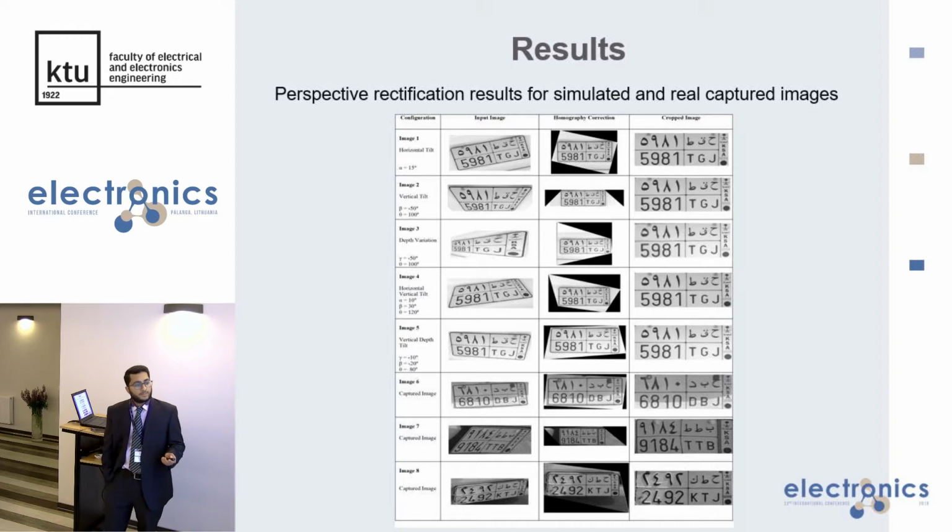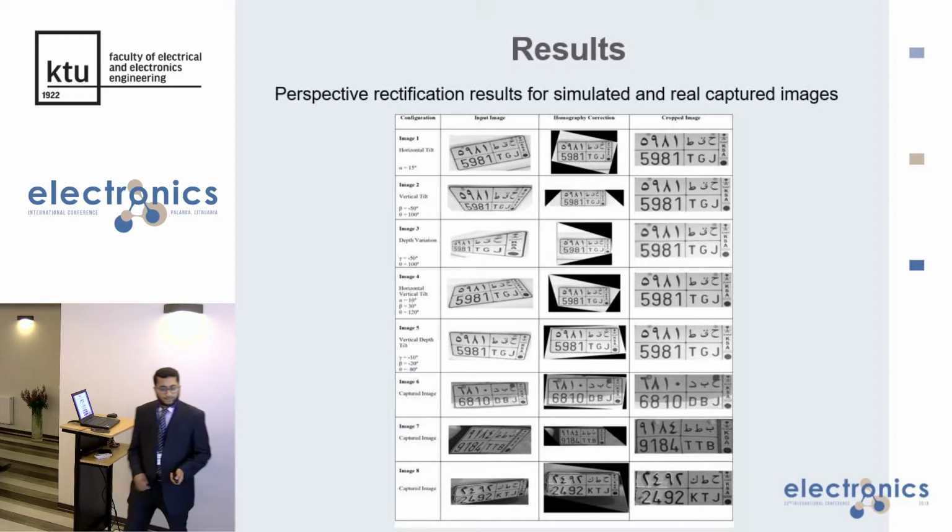Similarly, from image 6 to image 8, they are the real captured images, and in this example we have a shadow also. Even though we are doing some morphological operations, we still get a desirable result here. In this case the tilt angle looks very large, and still the result is good. Here we have a slightly distorted plate, but the algorithm is performing very well.